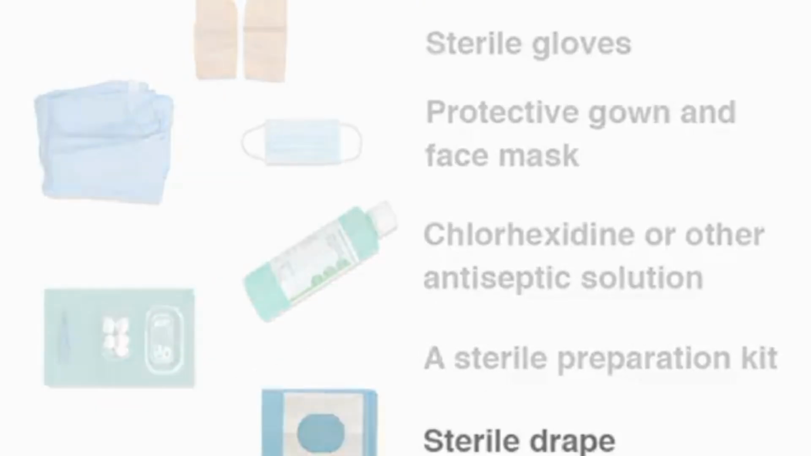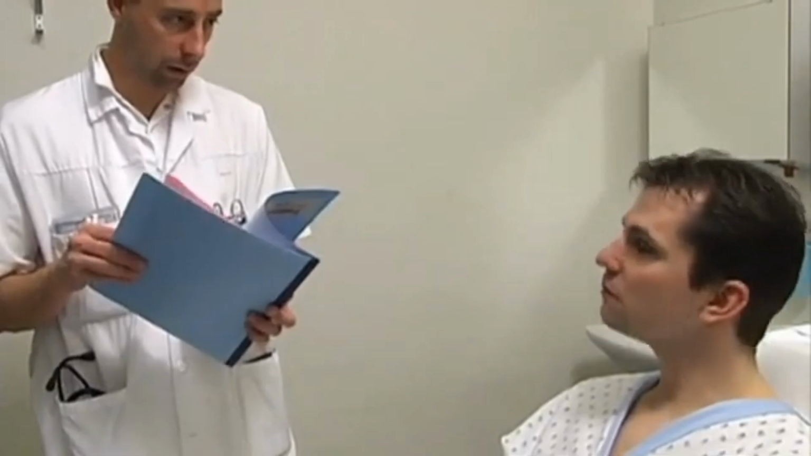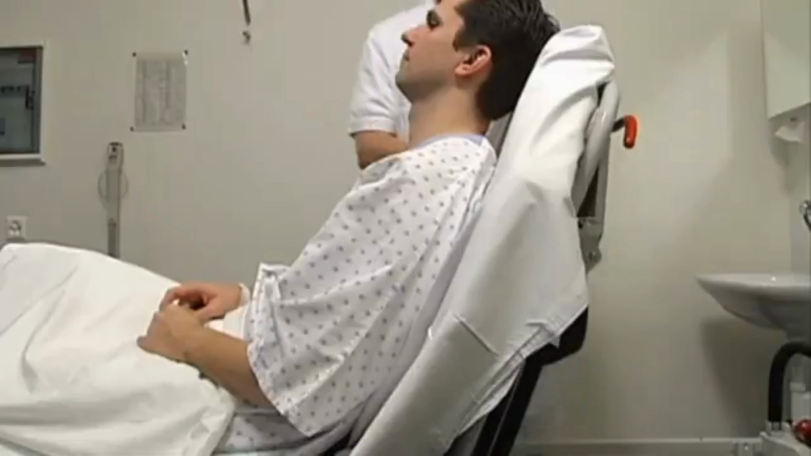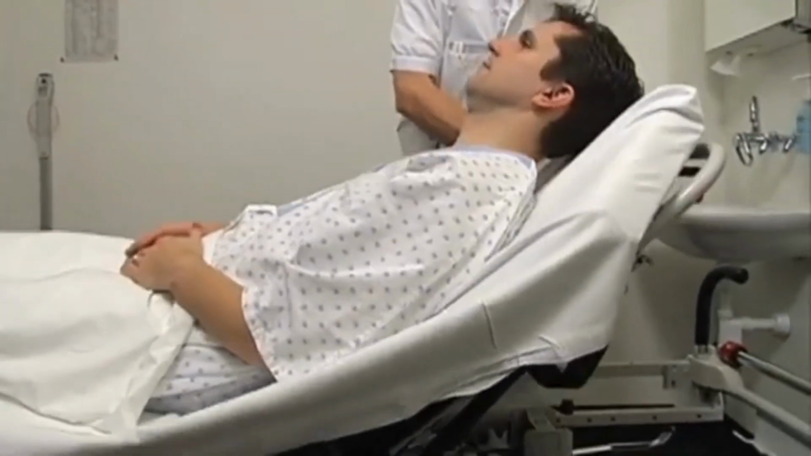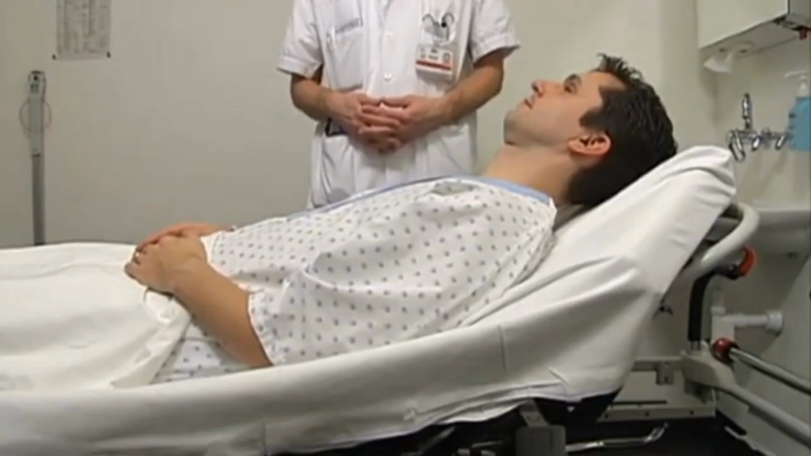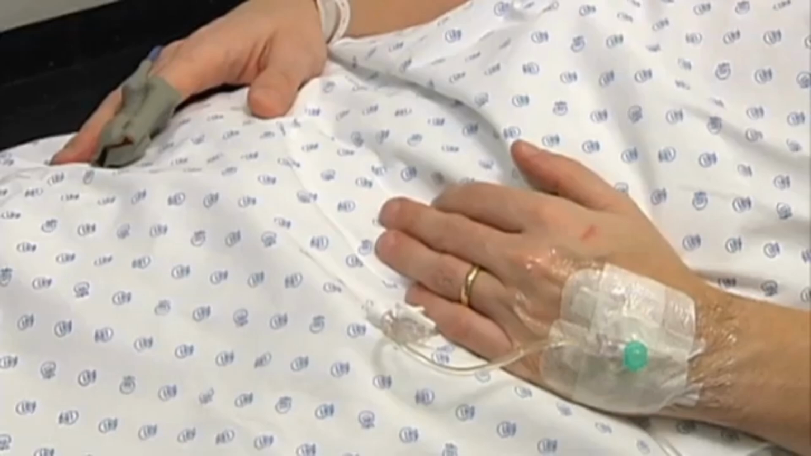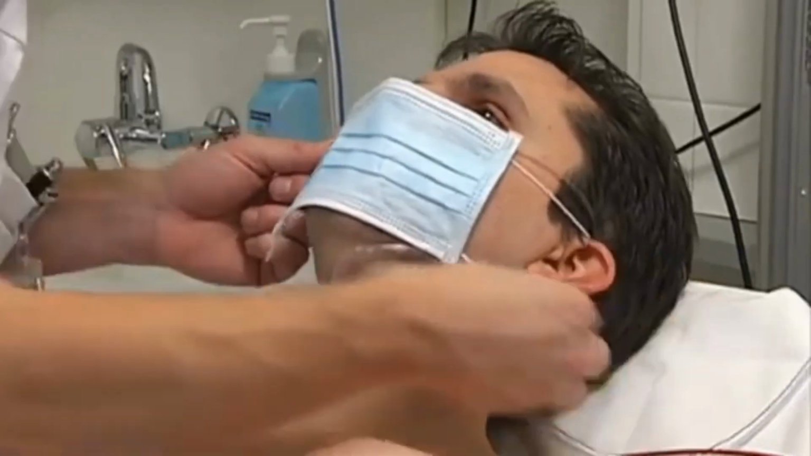Explain the procedure to the patient and obtain written informed consent, confirming the patient's identity. Place the patient in a semi-supine position with the torso at a 30 to 45 degree angle to allow the air to collect at the apex of the lung. Administer oxygen and monitor the patient's pulse oximetry, heart rate, and blood pressure. An intravenous catheter should also be in place. Finally, provide the patient with a face mask.